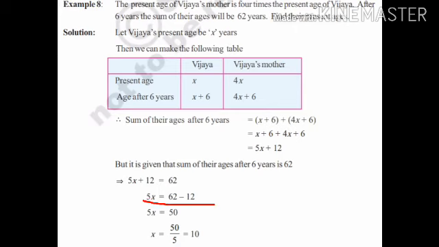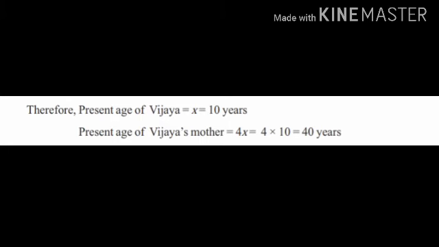Transposing 12 to the right side of the equation, 5x is equal to 62 minus 12, that is 5x is equal to 50. Transposing 5 to the right side of the equation, x is equal to 50 by 5. Here 50 is divisible by 5, then x is equal to 10. Therefore, the present age of Vijaya is 10 years. The present age of Vijaya's mother is 4x, that is 4 into 10, that is equal to 40 years.